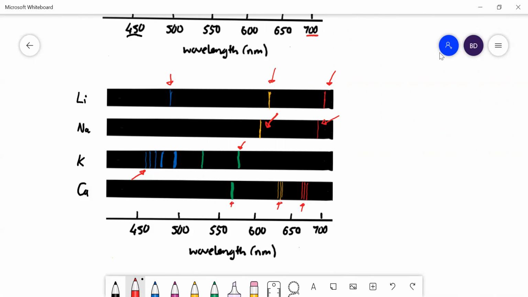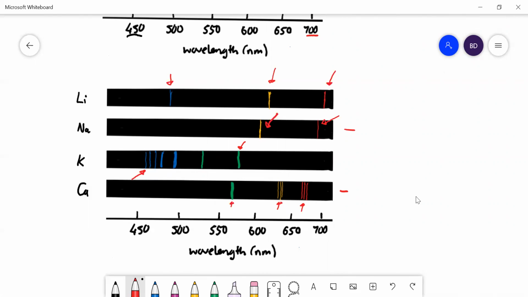So if you had a mixture, for example, of calcium and sodium, if you just looked at it with your naked eye, you wouldn't see anything. You would just see the yellow color of the sodium. But if you looked at the spectrum, you would see all the calcium colors, but you'd have all the sodium ones mixed with it. And you'd be able to tell you have a mixture of calcium and sodium.